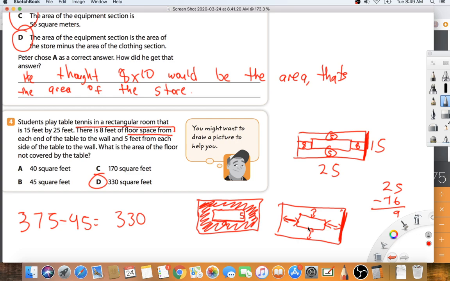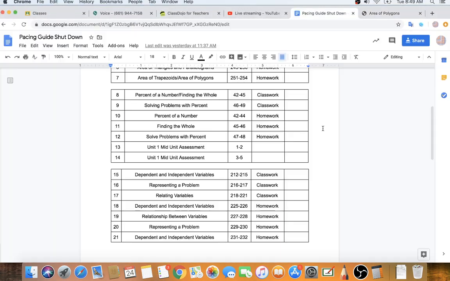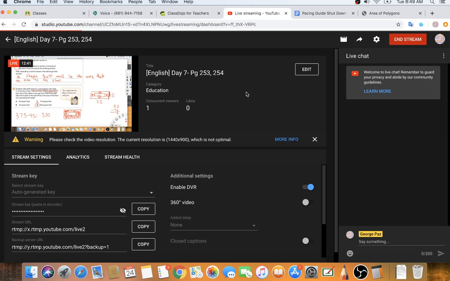But that is it for our page, day 7, page 253, and page 254.